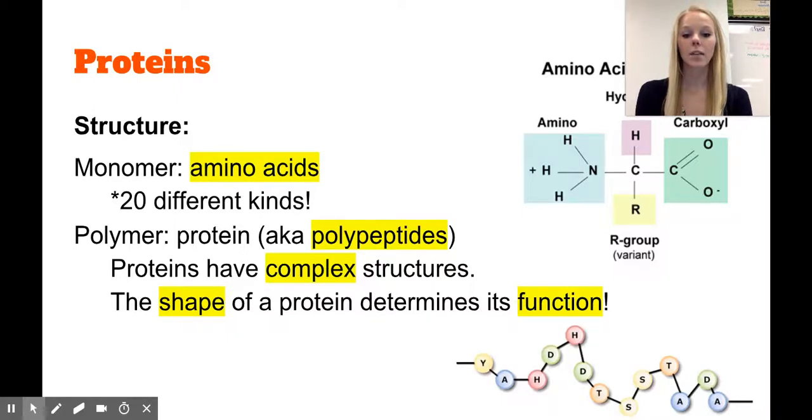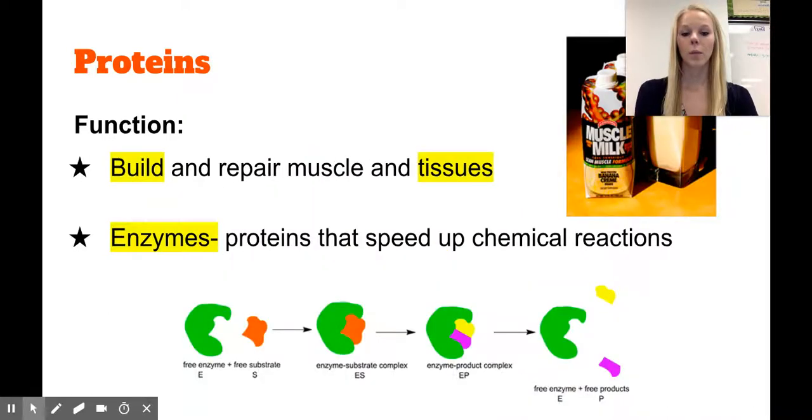Like many other things you will encounter when studying biology, the structure or shape of a protein is going to determine its function. Proteins have the most varied function of the macromolecules. Your cells can make them in order to build and repair body tissues, like muscles. They're also involved in every chemical reaction that happens in your body as enzymes. You can see an example of an enzyme illustration here at the bottom of the screen.